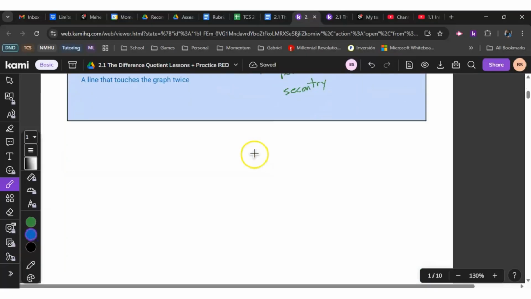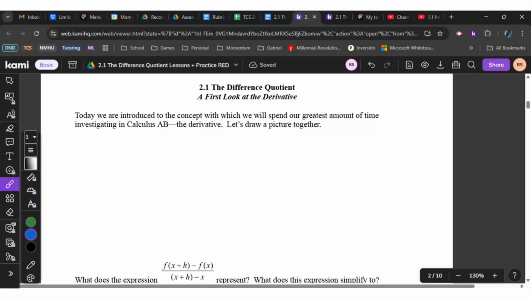All right, now let's go into what we're actually going to look at. That was all necessary, but now we're going to apply it. So we've got this thing called the difference quotient, and we're going to start with another picture because we love pictures. Look at this beautiful picture here.